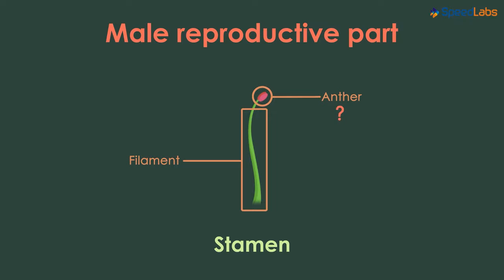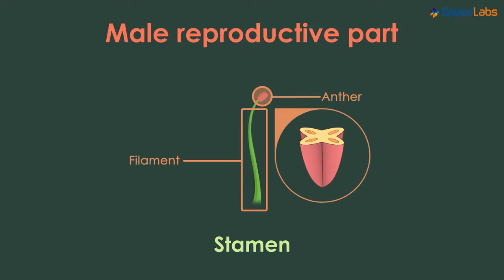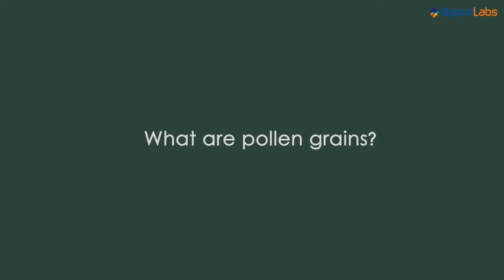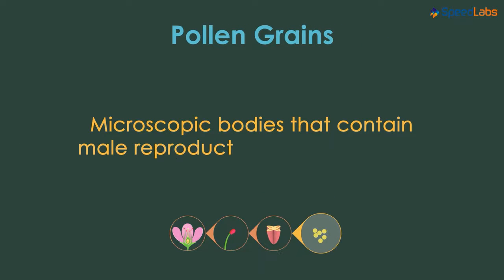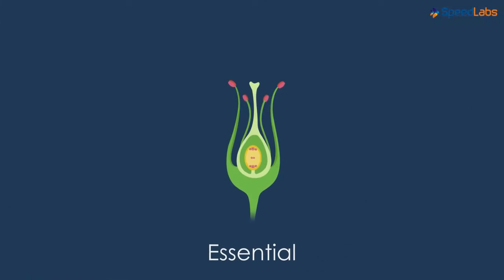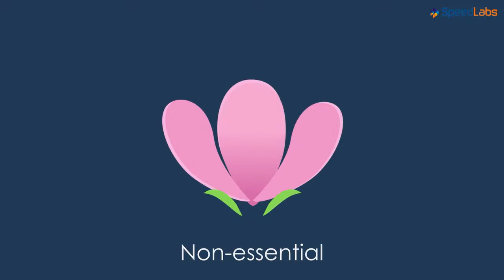And what is the function of the anther? It's the bag that holds several pollen grains inside it. Now what are pollen grains? These are the microscopic bodies that contain the male reproductive cell of the plant. Now that we've learnt about the essential parts of a typical flower, let us learn about the non-essential parts.